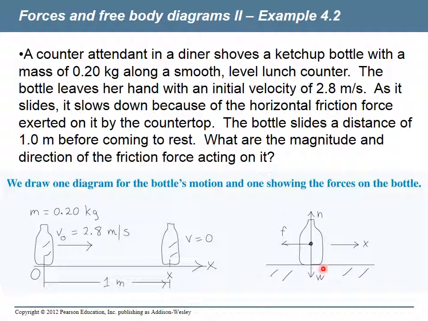And while it's moving, it had a weight, it had a normal force, and it had a frictional force. So the question is, what's the magnitude and direction of the friction force acting on it? Well, friction force is back this way. Since this is a positive 1 meter, I must have called to the right to be positive x, so friction is negative. So we have the direction is negative already, it's to the left. We need to find the magnitude of it now. So this is example 4.2 from your book.